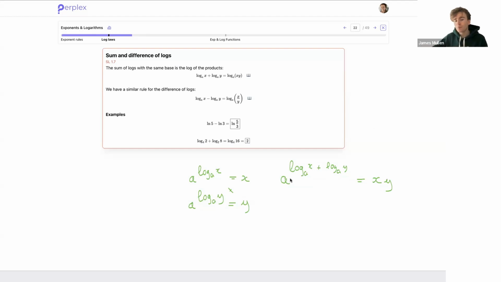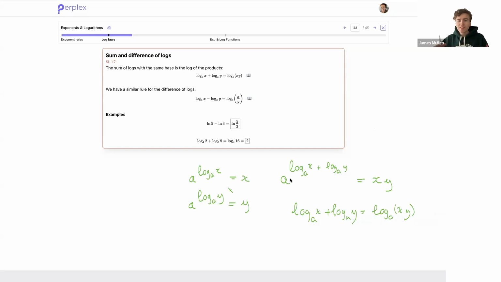Now I'm going to take the log in base a of both sides. I'm going to say, what power of a gives me this? So what power of a gives me a to the power of something? Just the power. So log base a of x plus log base a of y gives me log base a of xy. So that is a quick proof of the most common rule that we're going to use in logs, which is the sum rule for logs. If I have log base a of x plus log base a of y, that's the same as log base a of x times y, and vice versa. You can also go the other way.